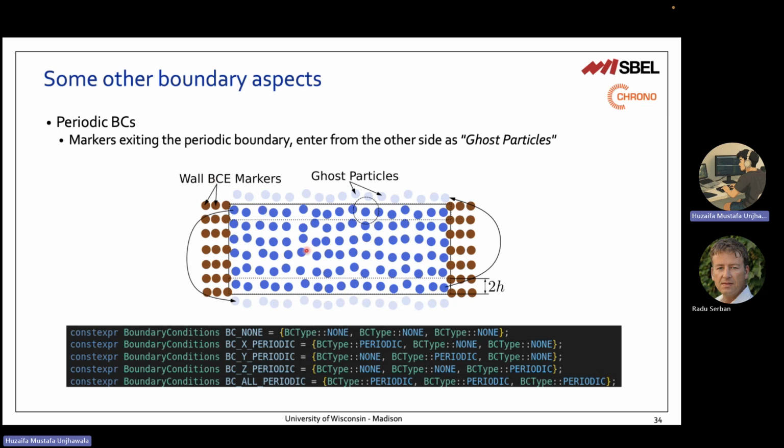And this option is also provided in Chrono, and you can set which axis you want this periodic boundary condition. So you only want it on X, you only want it on Y, you only want it on Z, you want it in all directions. And this will help simulate an infinite space. You could just have a thin strip of fluid and then have periodic boundary conditions on each side, and the fluid leaving this side will come out from the other. So this is an option in Chrono as well.